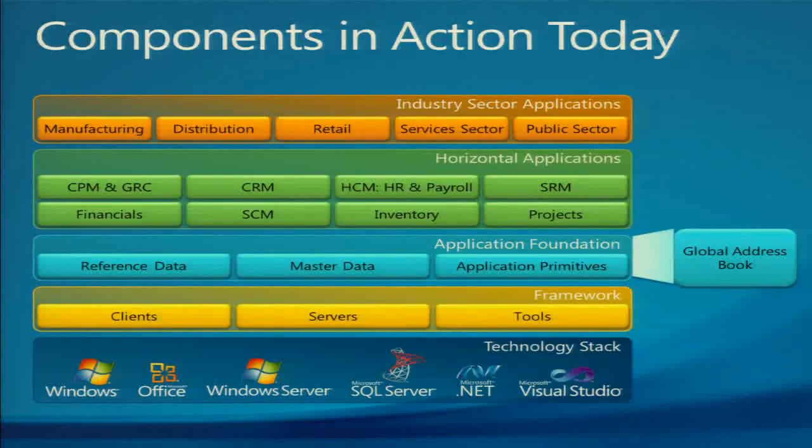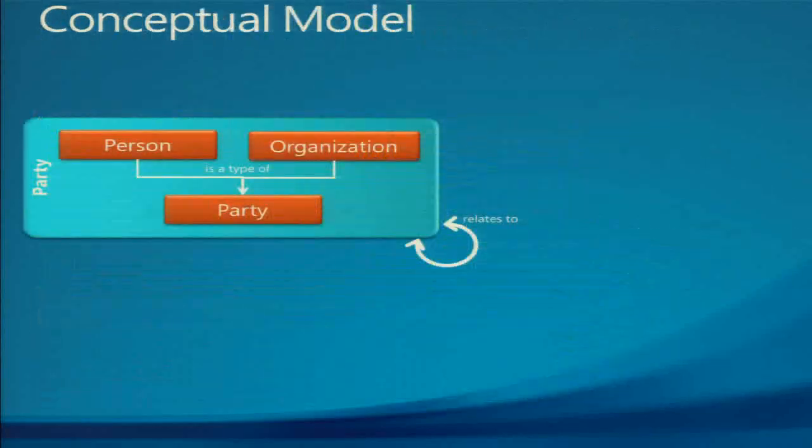The component in action today is the Global Address Book, and it's one of the application foundation primitives we have in this release. The conceptual model: you probably would have seen this in yesterday's session that one of my colleagues presented on the Global Address Book.